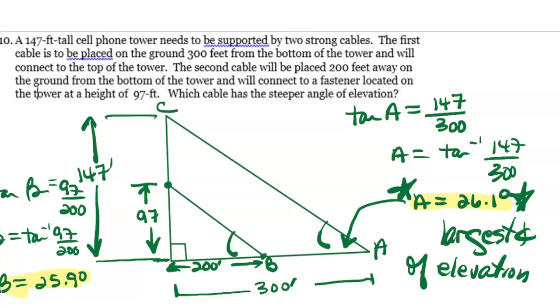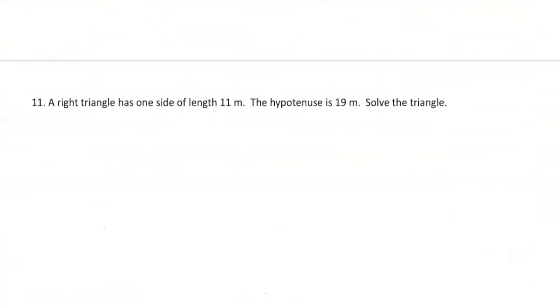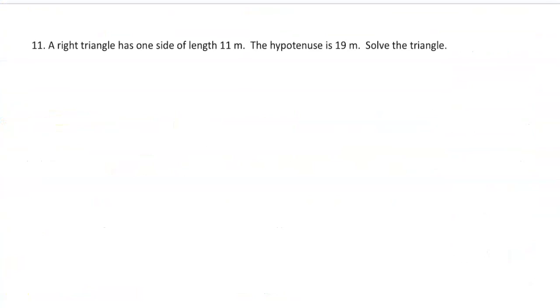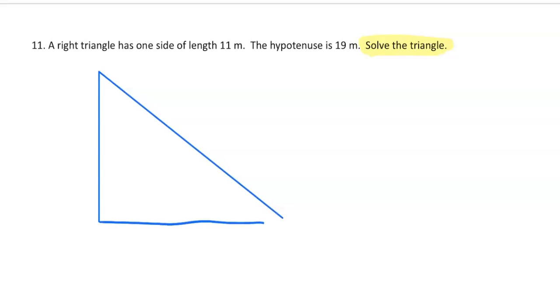Okay, so again, I'm going pretty quickly. You may have to slow down and think about these things. We've got one more problem to do. Okay, so this is a solve the triangle. That means any missing side and any missing angles. So here's our right triangle. So draw your nice right triangle. Okay, so it has one side of length 11. I'm going to put that here. And the hypotenuse is 9.